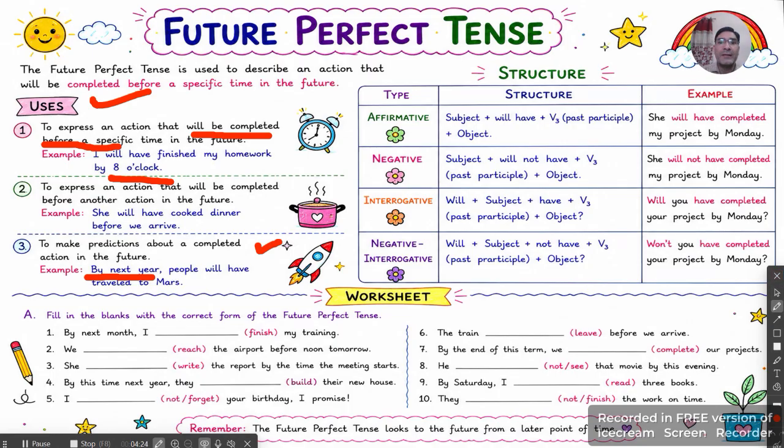So now let us come to the structure. Again, there are four sentences under future perfect tense. The first is affirmative. We use subject plus will have plus third form, which is also known as past participle. For example, she will have completed my project by Monday. Again, by Monday. Negative. She will not have completed my project by Monday.